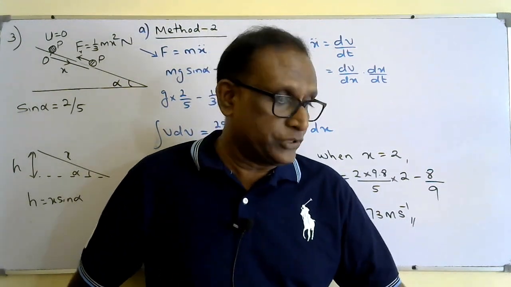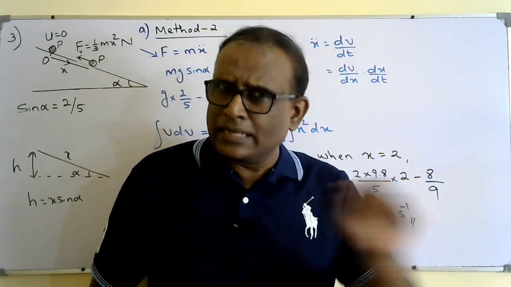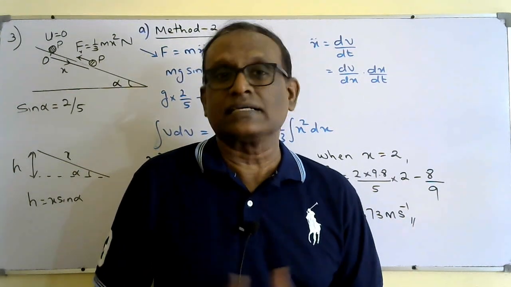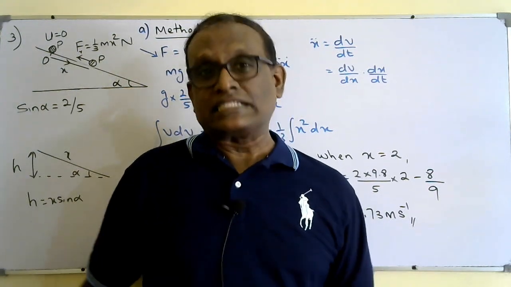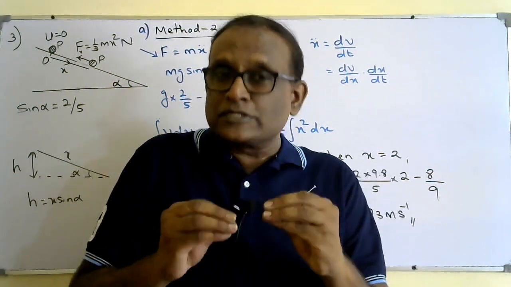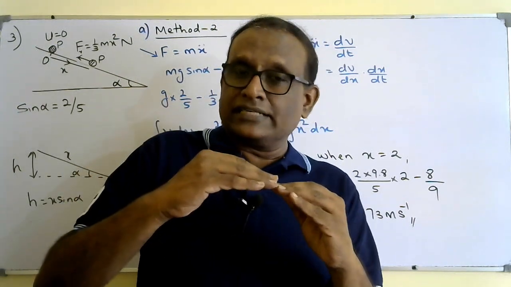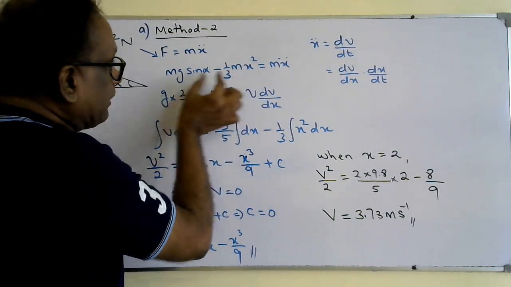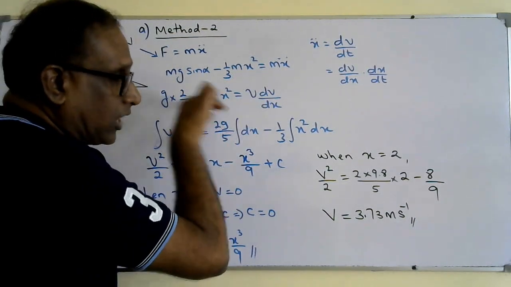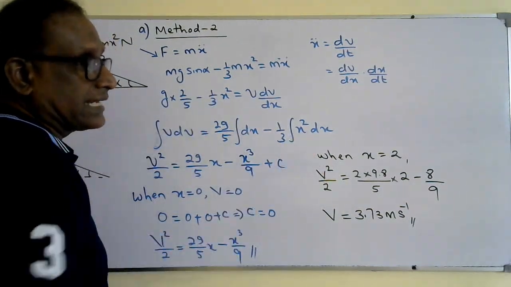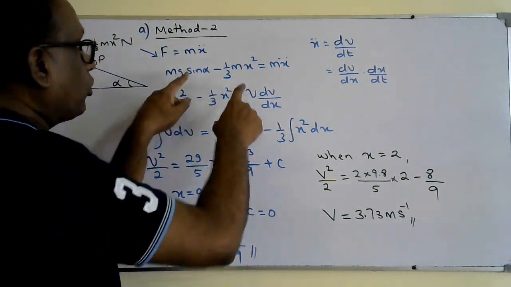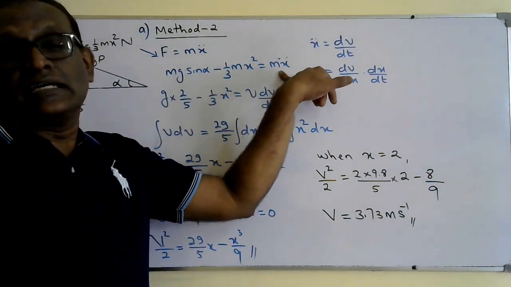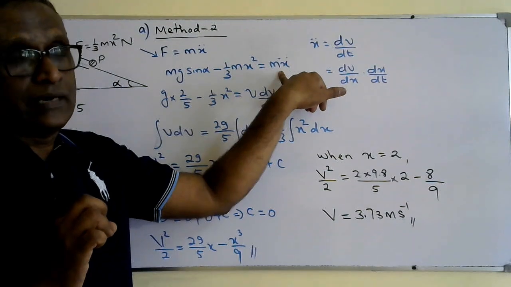They can ask, in the same question, find the maximum speed. Something like this question appeared in a previous paper, I can't remember which year. They can ask, find the maximum speed during this motion, but they didn't ask that. So the maximum speed will occur where the particle accelerates downwards until the opposing force becomes equal to the component of the weight. There will be a downward resultant force, so the particle will accelerate. At a point, both will become equal. At that moment, instantaneously, the acceleration will become 0.